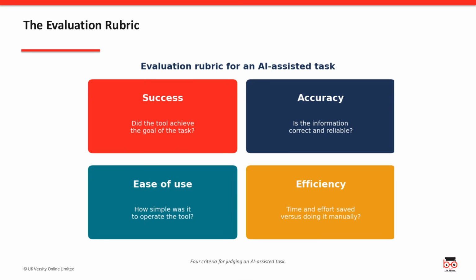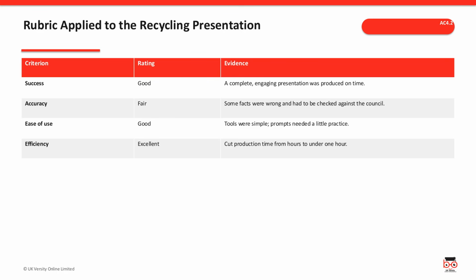This rubric lays out the 4 criteria we'll use to judge an AI-assisted task. Think of it as a fair scorecard, so your evaluation rests on clear standards rather than a gut feeling. Let's apply that rubric to our recycling presentation. On success, it scored well. A complete, engaging presentation was delivered on time.